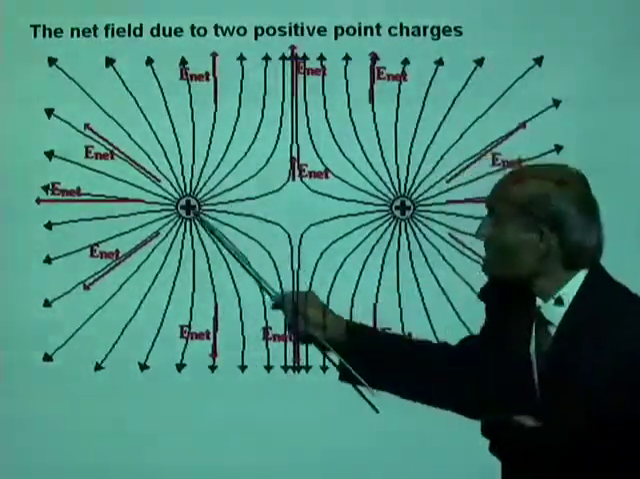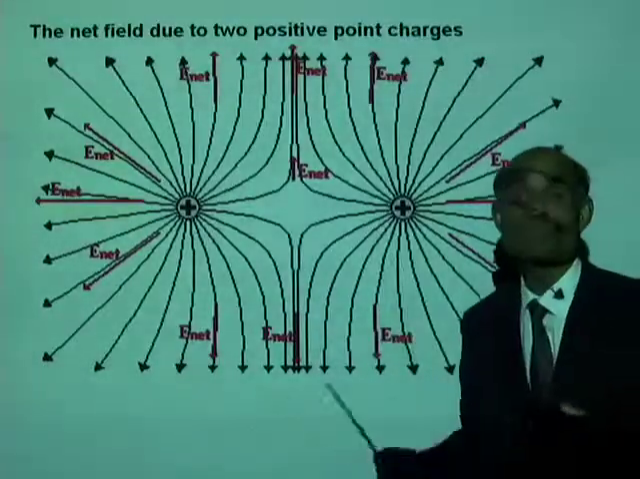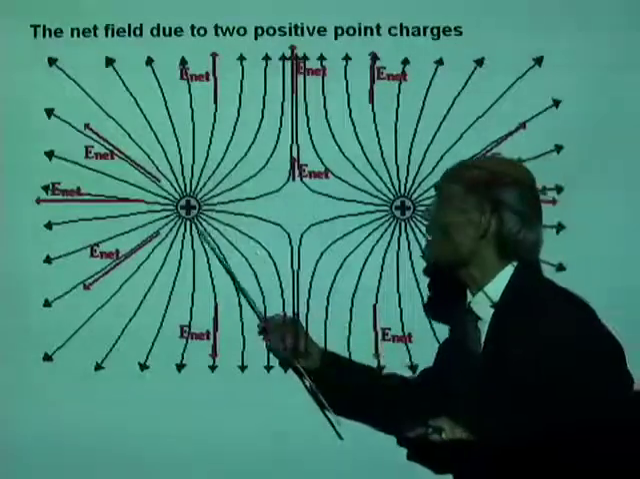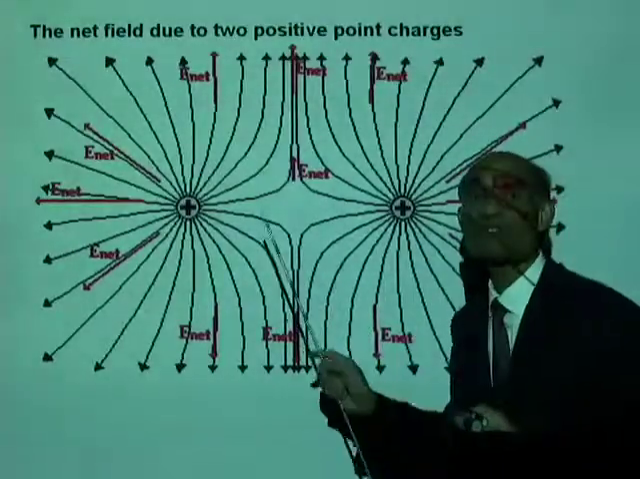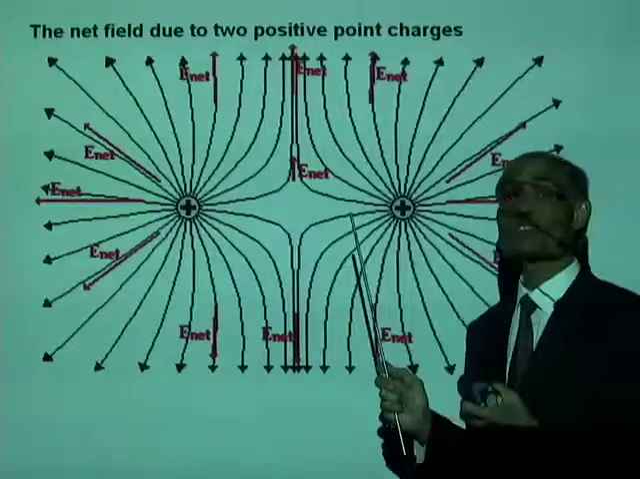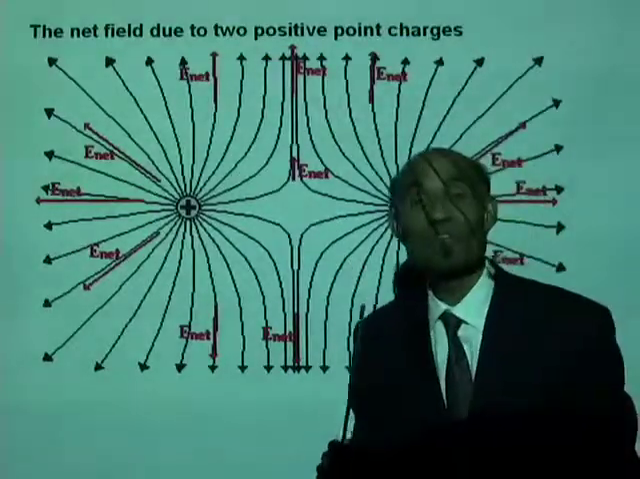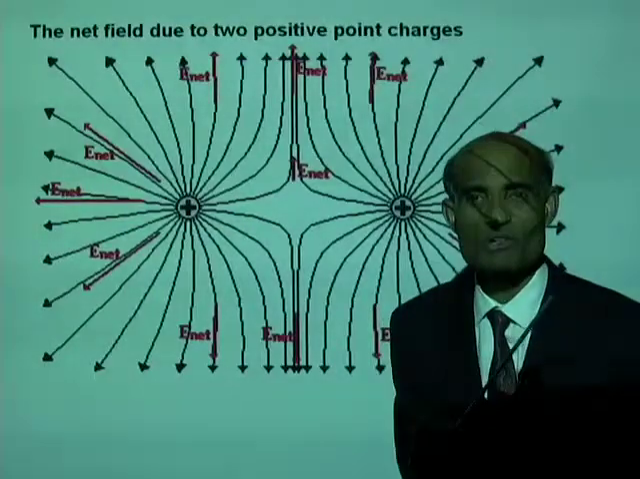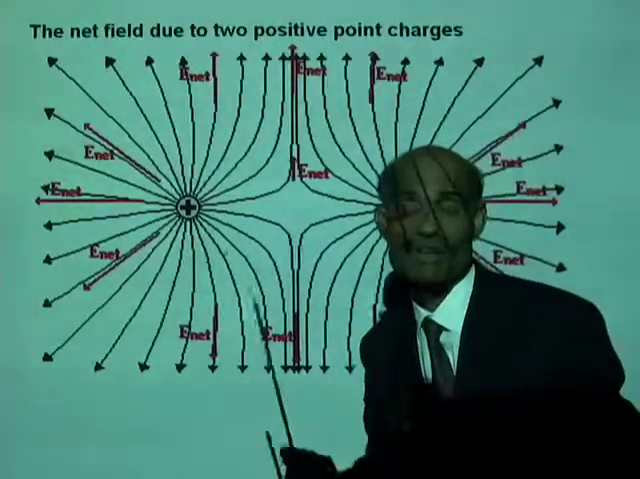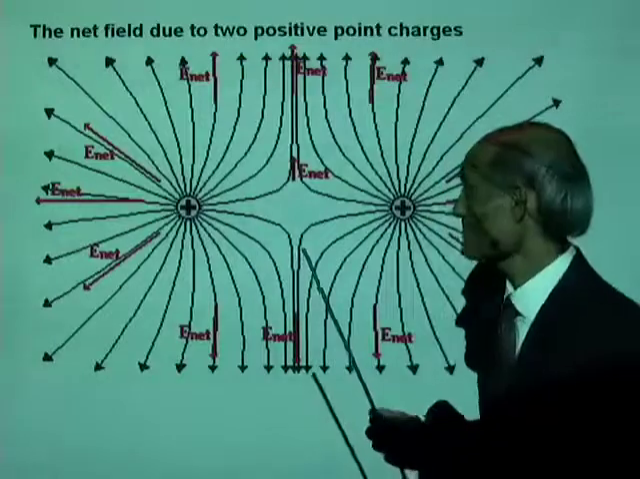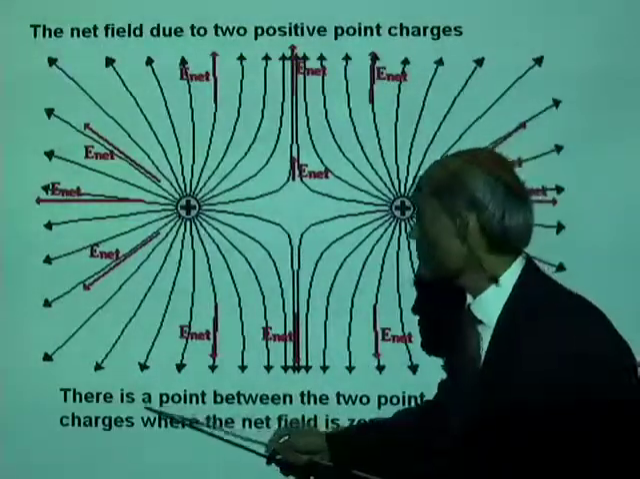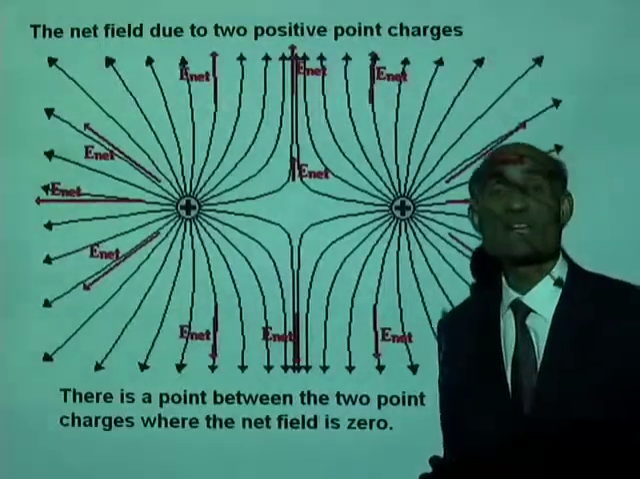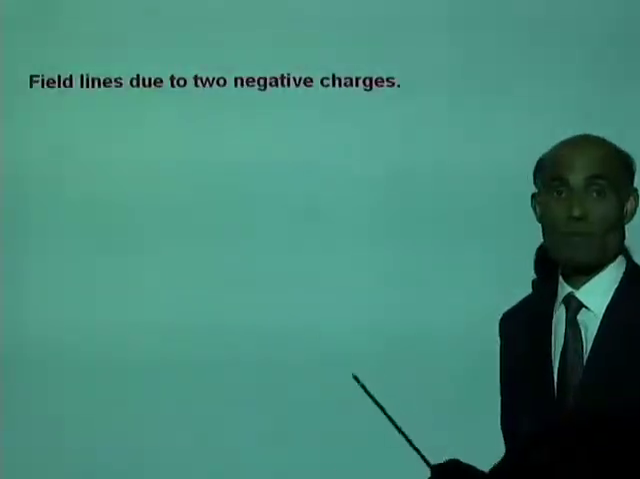So you must be familiar with these kind of drawing field lines. Now tell me, if this represents the electric field lines due to two positive charges, what will be the field due to two negative charges? Can you try and construct one on your own? Try before I go to the next slide. So there is a point between the two charges where the net field is 0.